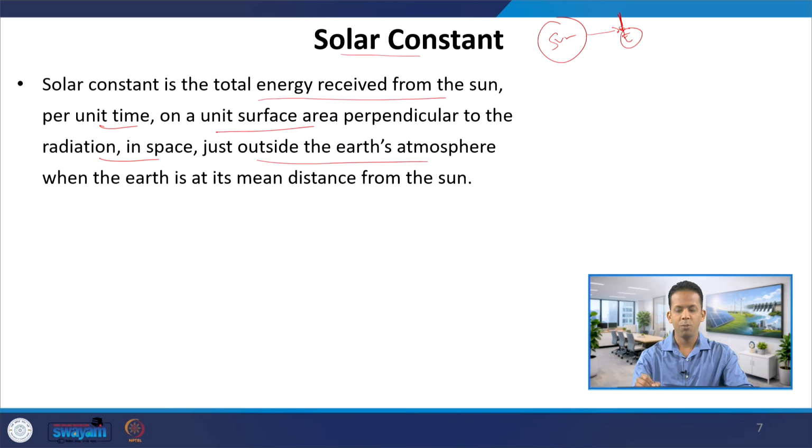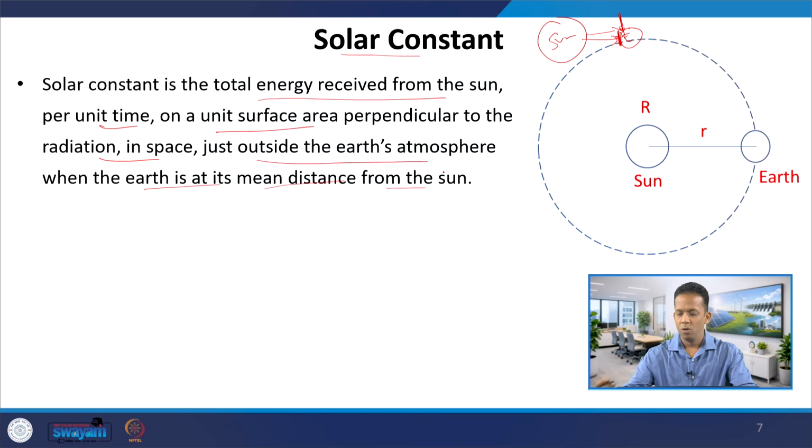Okay, so at this point, which is perpendicular to the Sun's radiation, we get the maximum radiation, and this happens when the Earth is at its mean distance from the Sun. So if this is Sun with radius r, Earth has its own radius, and let r be the mean distance from the center of Earth to the center of the Sun. Earth keeps on revolving around Sun, it also keeps on rotating around itself. So for the solar constant, we are just interested in the mean distance between Earth and Sun.